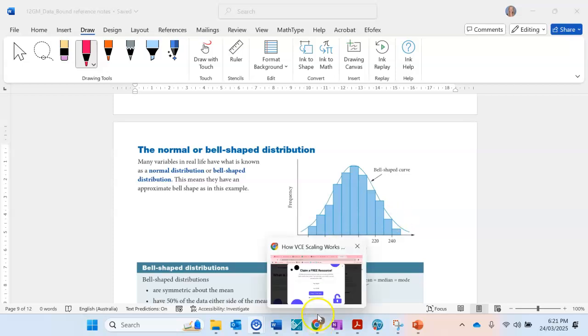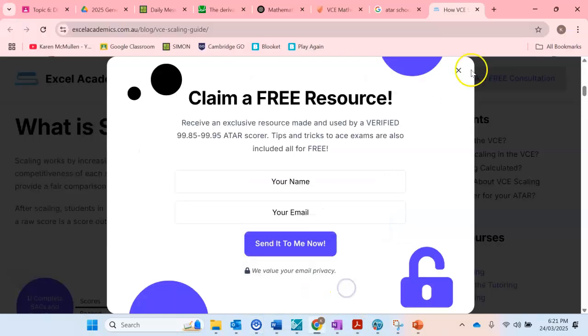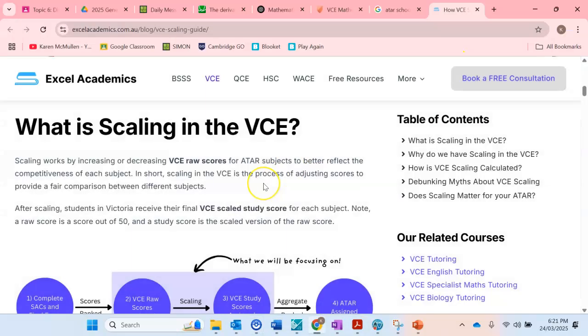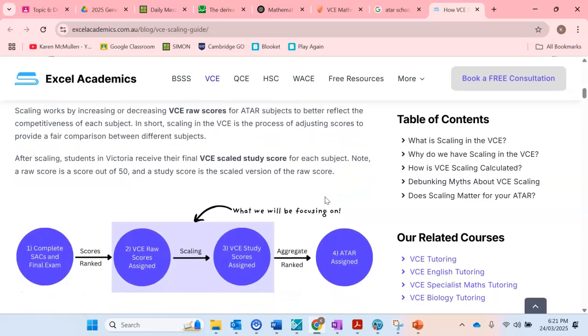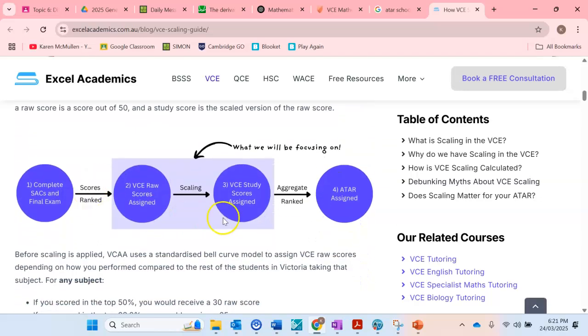So I just did a quick Google search and found this website which I thought was pretty cool. It talks about scaling in the VCE. Not that I'm going to go into too much detail about scaling, but you understand what a study score is. So using it to explain the normal distribution, I think, will help you with your understanding of the normal distribution.